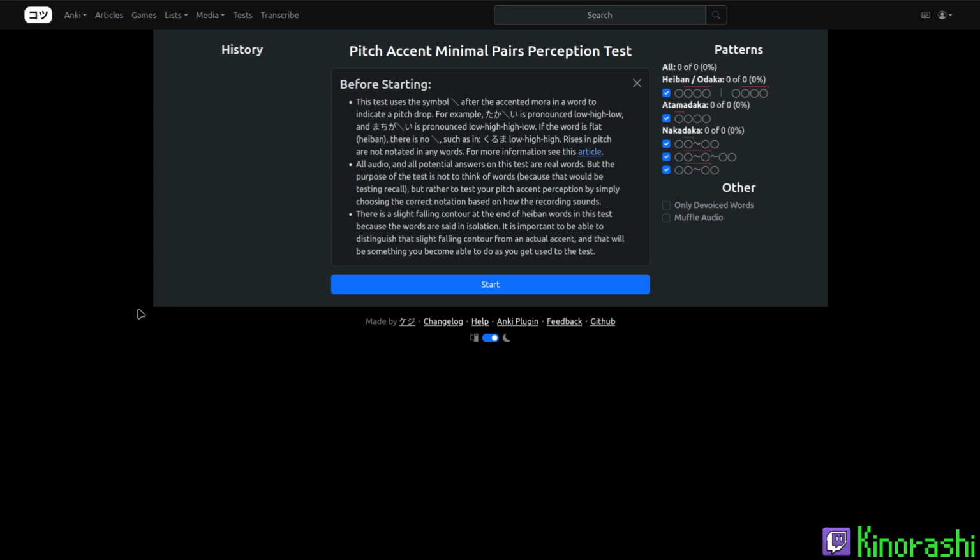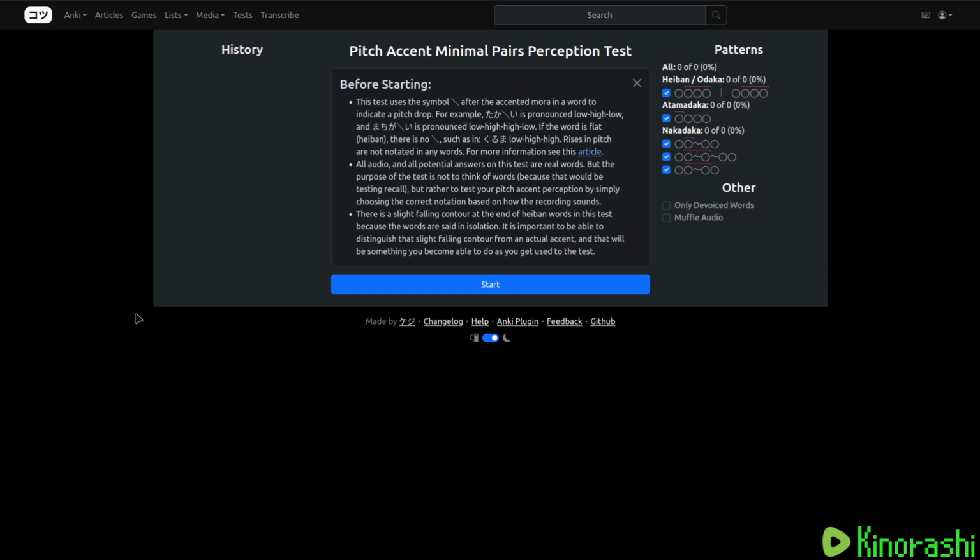Then Odaka is next. Odaka means tail high, and in this form the first mora is low unless the word only has a single mora. Then it goes high and remains high at the end of the word. Any particle following the word has a low pitch.